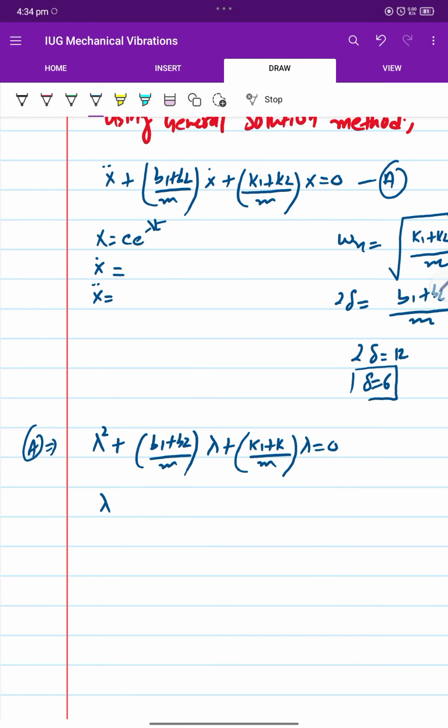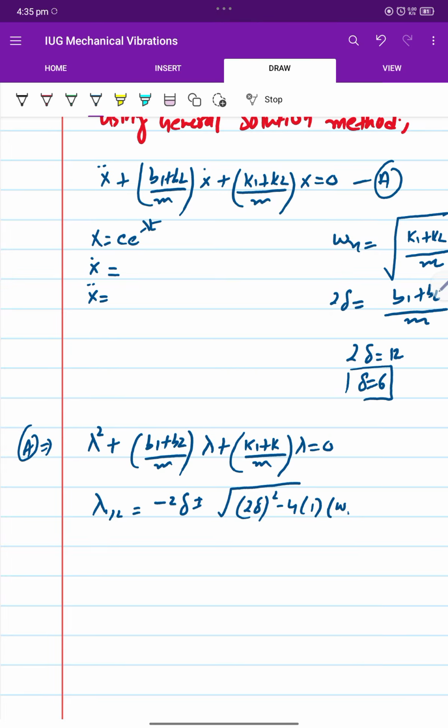And we know that the two roots, using the quadratic formula, will be minus 2 damping coefficient plus or minus the square root of (2 into damping coefficient) squared minus 4 into 1 into omega n squared, all divided by 2.